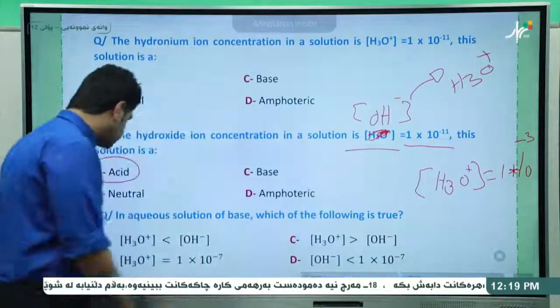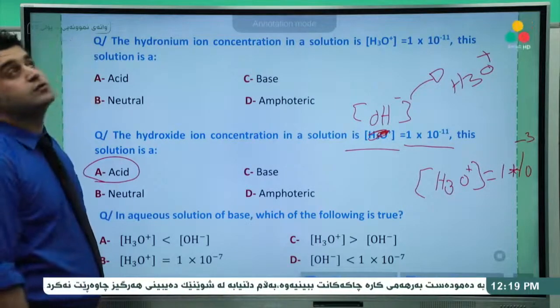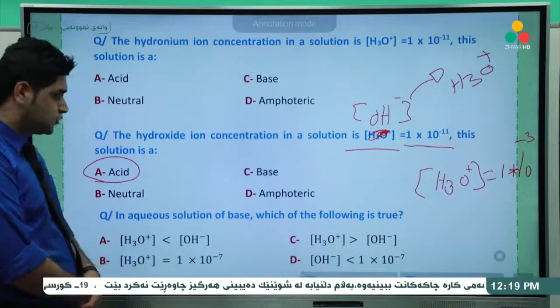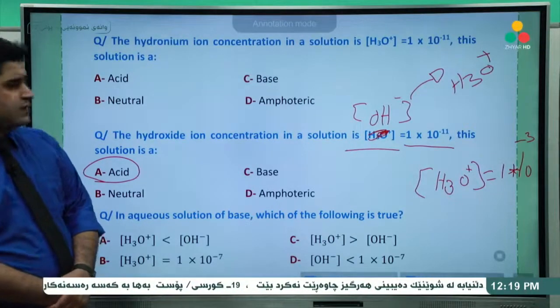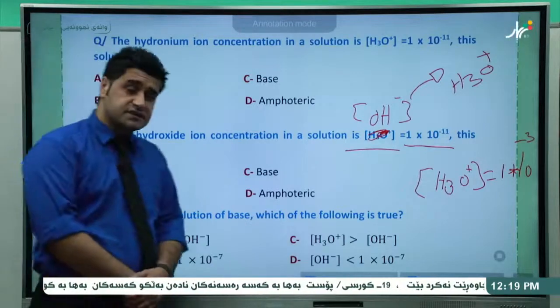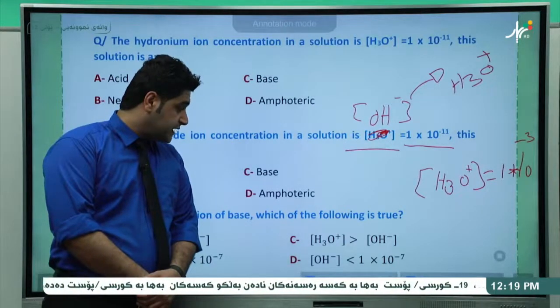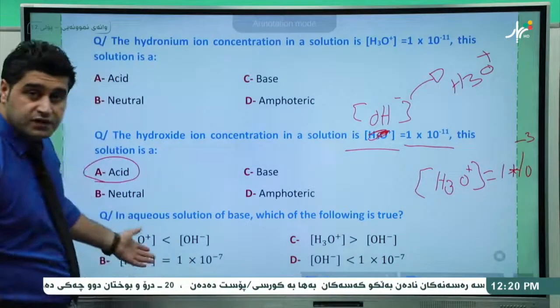In an aqueous solution of base, which of the following is true? Well, it did not mention 25 Celsius, and it did not mention whether it's always true or not. So let's see the choices.